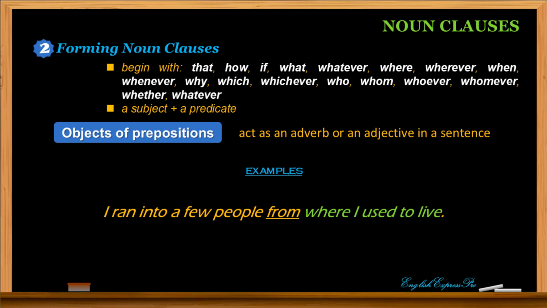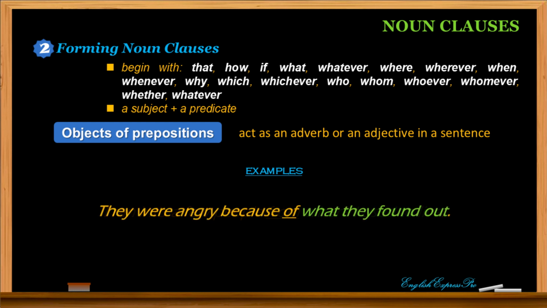I ran into a few people from where I used to live. Where I used to live is the object of the preposition from, acting as an adjective to describe the noun, people. They were angry because of what they found out. What they found out is the object of the compound preposition because of, acting as an adverb to describe the adjective, angry.